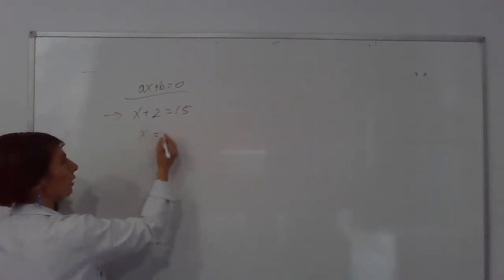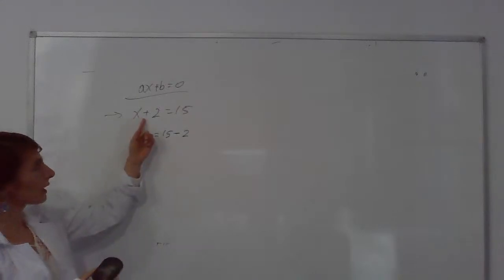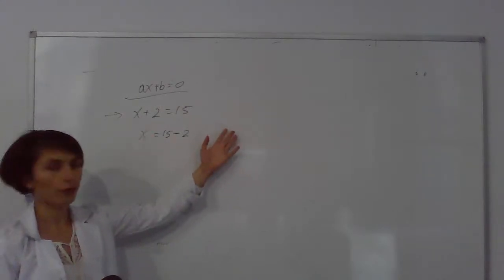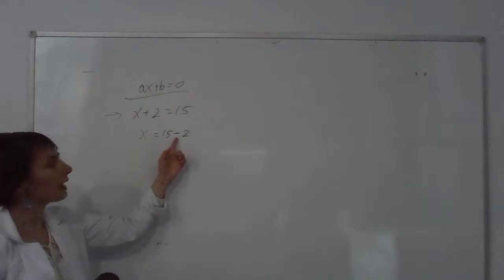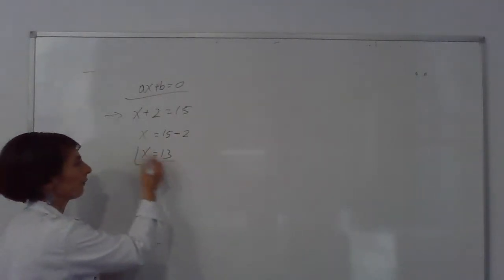We should collect the x's on the left and the numbers on the right. So I have the right to say that x equals 15 minus 2. Why is it minus? Because from plus, if I move it to the right side, it's minus then. So x equals 13. Okay?